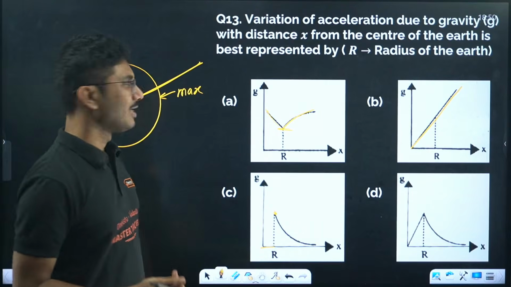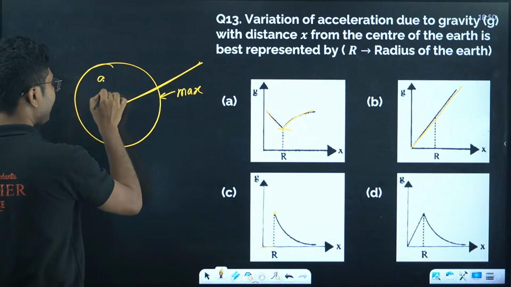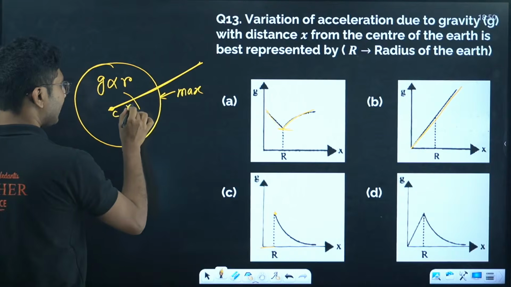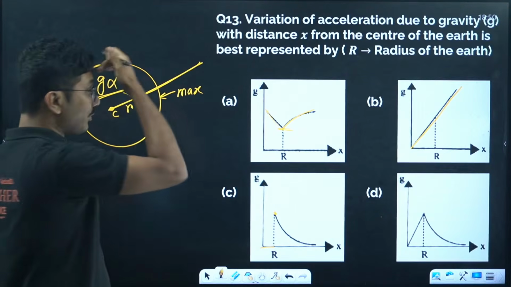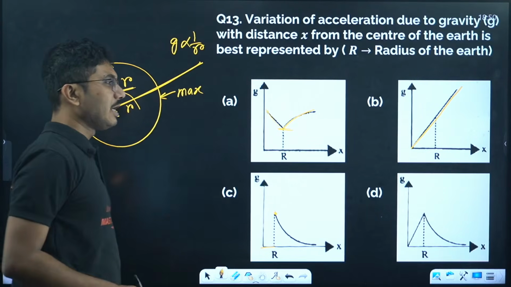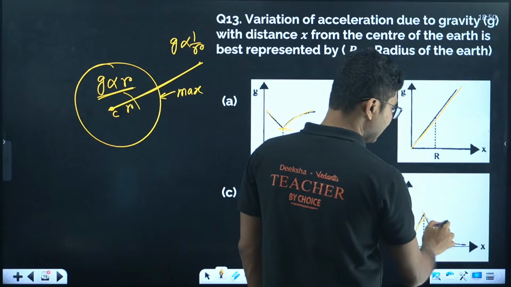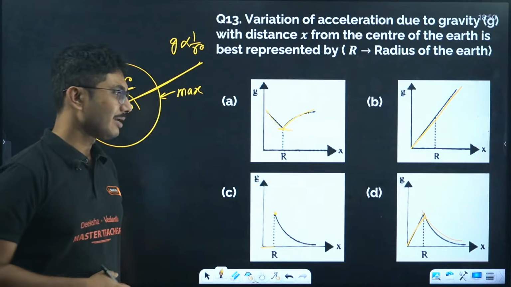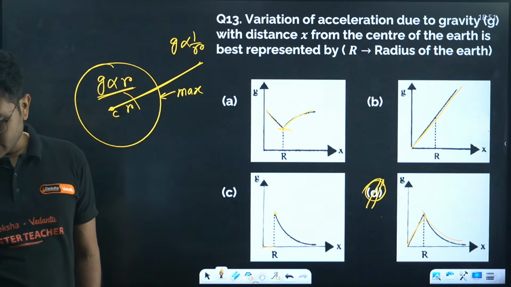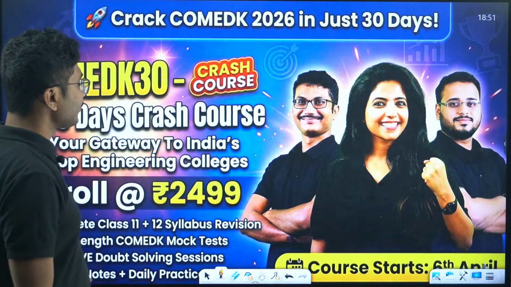If we do the calculation, inside the surface of the earth, gravitational acceleration is proportional to the radius, whatever radius you take from the center. Outside the surface it is inversely proportional to the radius squared. That means the correct graph is this one. It is increasing linearly inside the surface, and it is decreasing with a 1/r squared pattern outside. So the correct answer is option D. Most of you have answered at least this question correctly. Now let's move on to question 14.